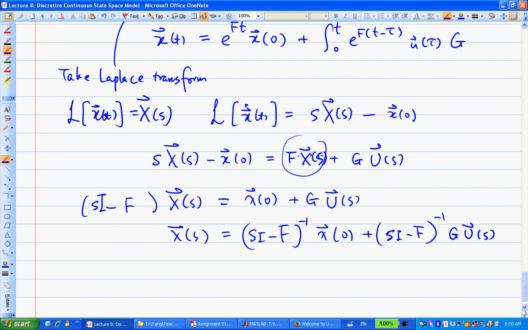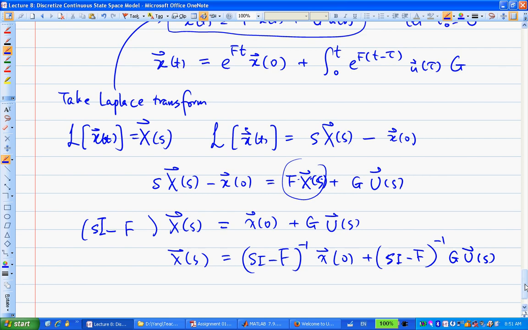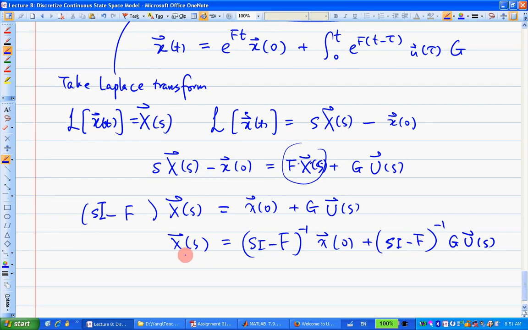That's it. Okay, so now we're ready to take a look at the comparison. What's the solution given here? It's x of t equal to e to the power of F t multiplied by x of 0, right? X of 0. And what is the solution by taking the Laplace transform? It's X of s equal to this guy here. And in the end, if you take the inverse Laplace of both sides, what do we get? X of t equal to the inverse Laplace of this, plus the rest, okay?